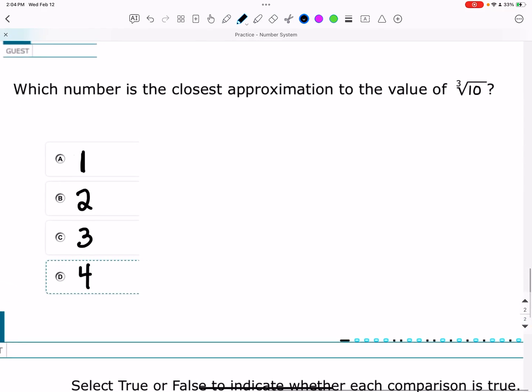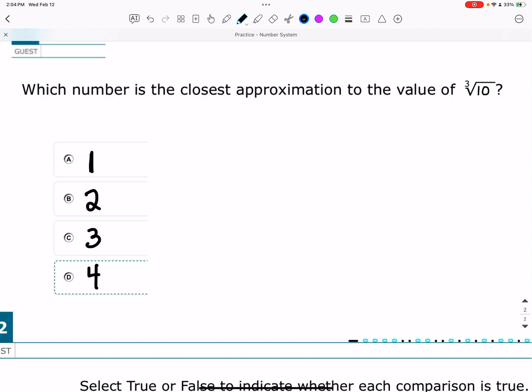All right, what's the closest approximation to the value of the cube root of 10? This means, not square root, this means cube root. This means what number times what number times what number, 3 times, equals 10. And there isn't a number that I know of off the top of my head. So let's see what these numbers, if I were to multiply them by each other 3 times, what they would be, so we see what the closest would be.